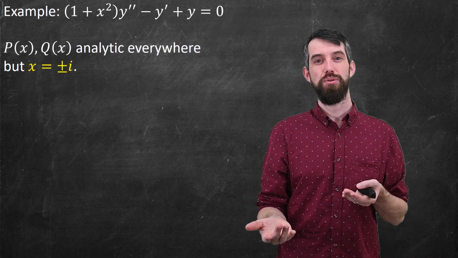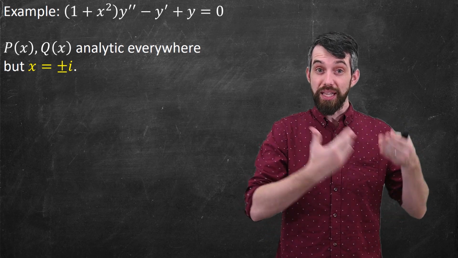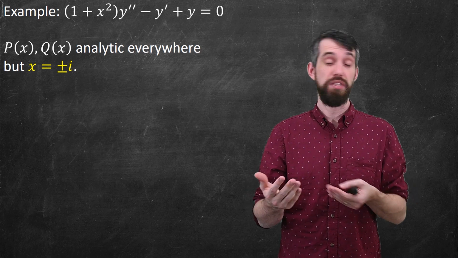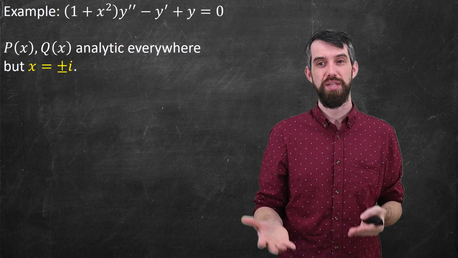So notice here that I'm allowing complex numbers. That is, my singular points could be complex values. They might be real numbers as well, in which case it's a little bit easier to deal with, but they could be complex, as in this case.